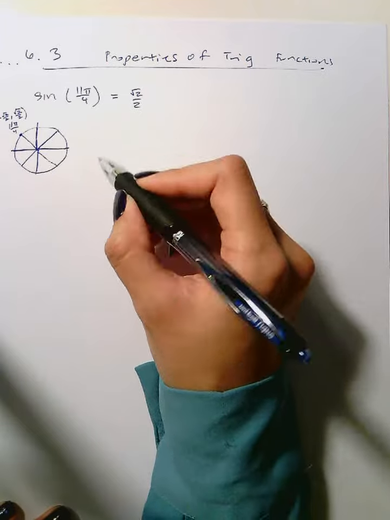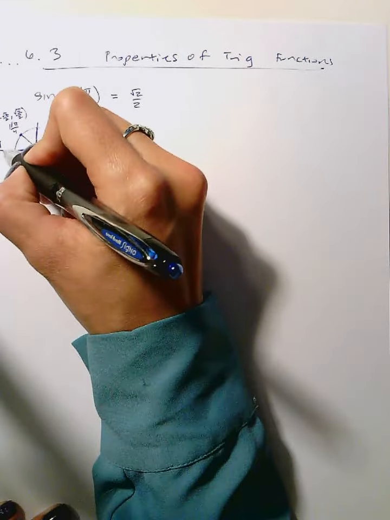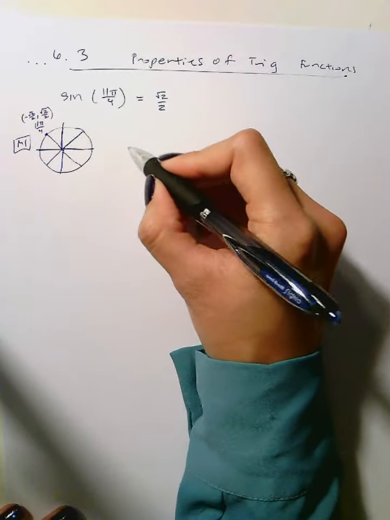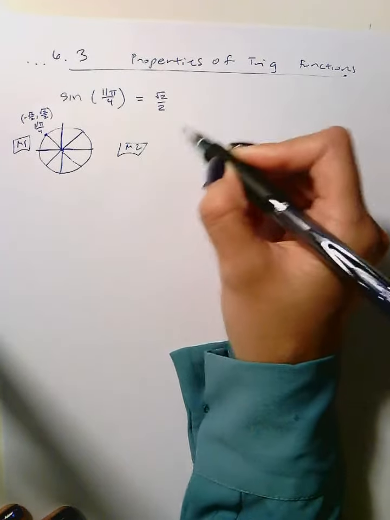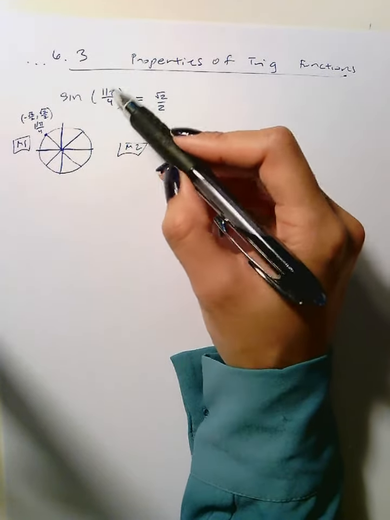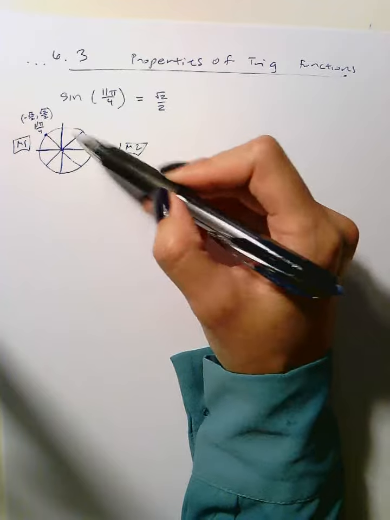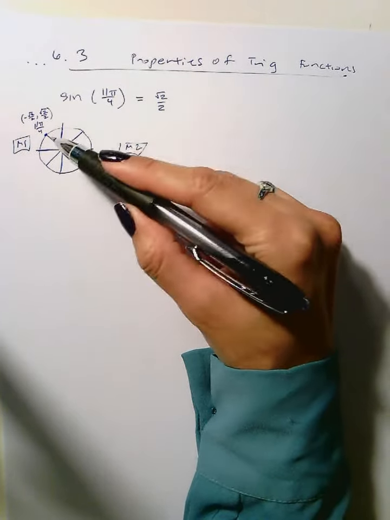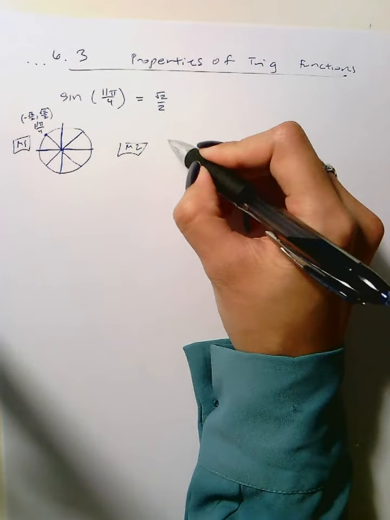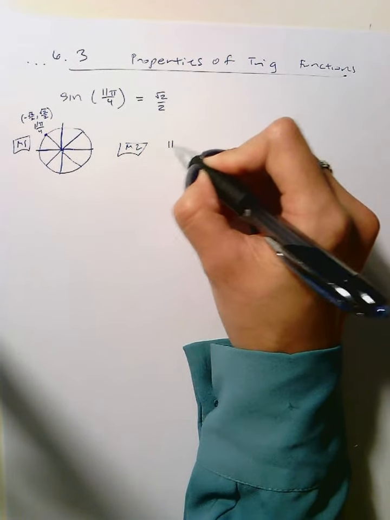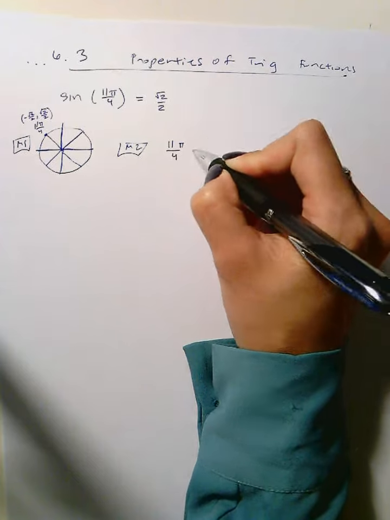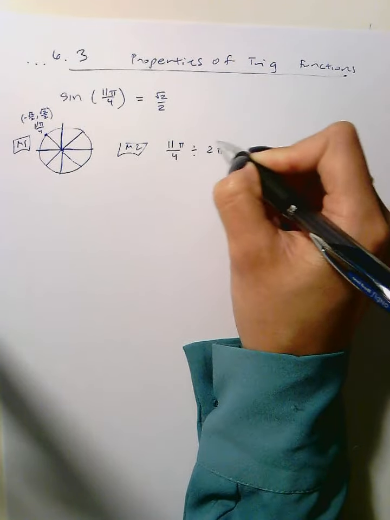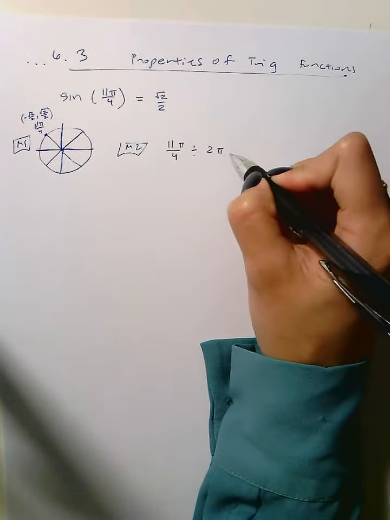So this is one method, method 1, by using the unit circle, and method 2 is going to be by finding out how many times 11 pi over 4 goes a full revolution around the unit circle, and how much extra does it go after you go a full revolution? In order to find that, we're going to take 11 pi over 4 and divide it by 2 pi. We divide it by 2 pi because 2 pi is that full revolution.